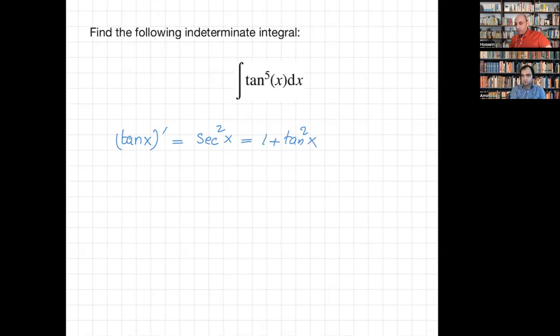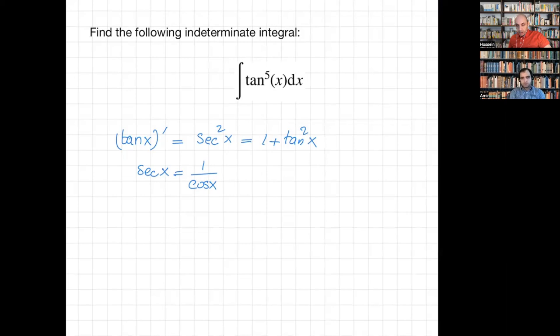So I think I'm going to use this property, this identity, in solving this problem. And secant is the inverse of cosine of x. Right, so secant of x is 1 over cosine of x.